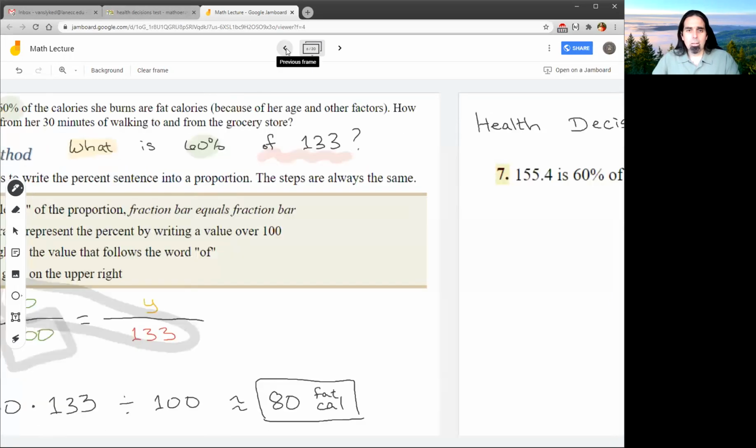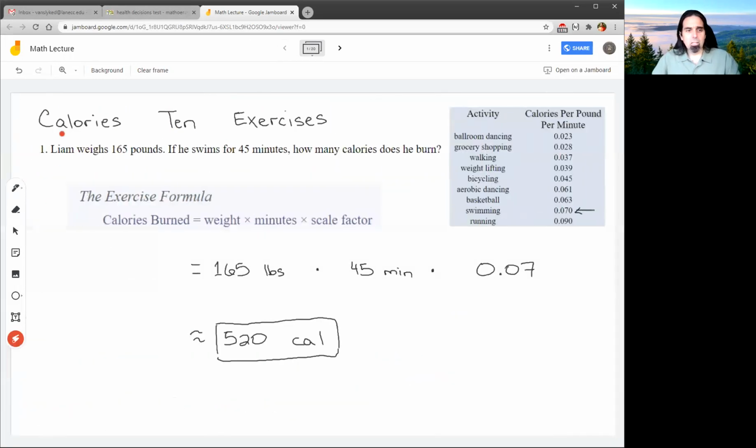So we started with the 10 exercises for the calories topic. There was the exercise formula where you multiply a weight by a minute and the scale factor. The scale factor came from the table. Again, the trickiness that could happen with these problems is the problem might give you a time that's not minutes. If it says 2 hours, we'd have to do 120 minutes and know to change.